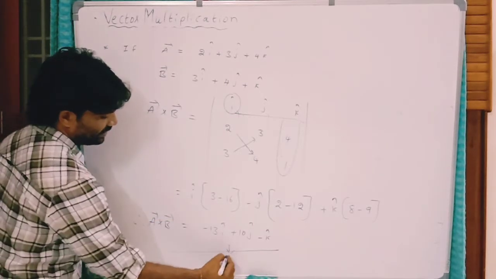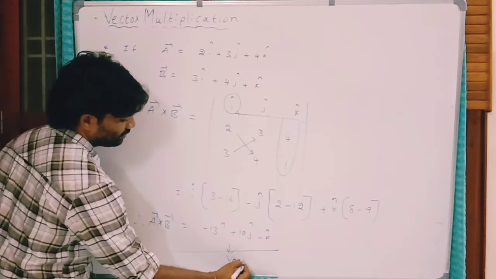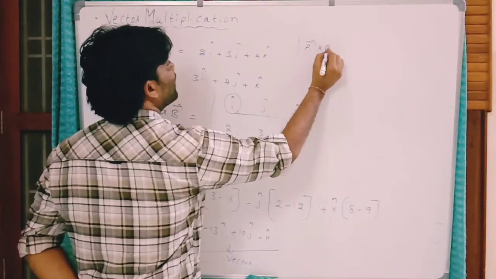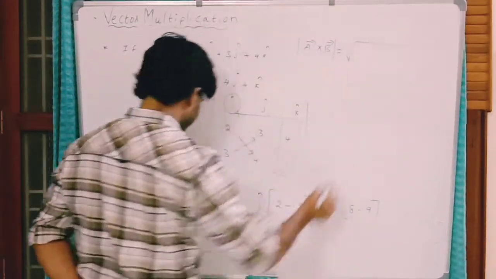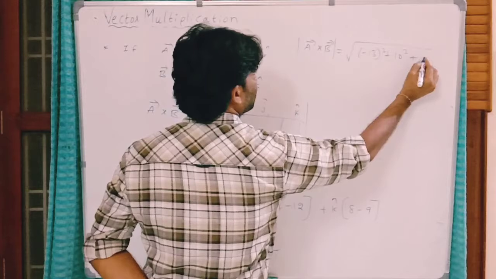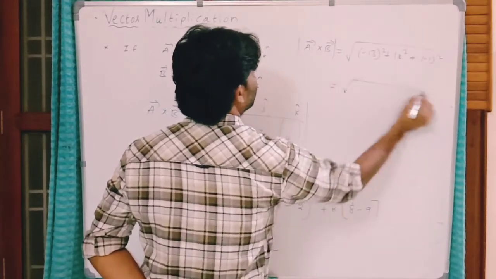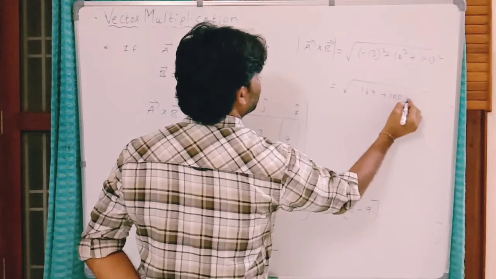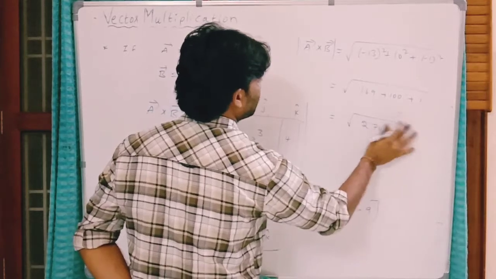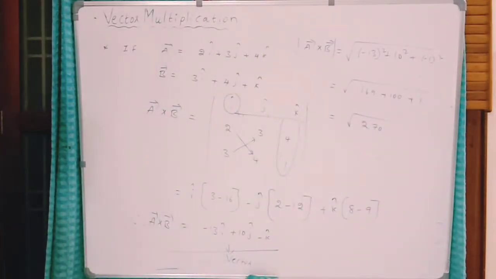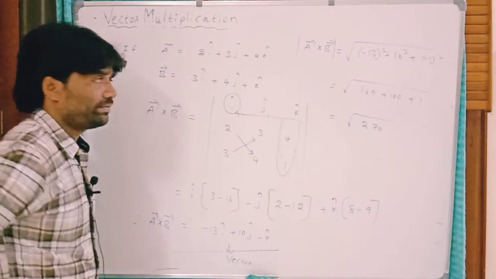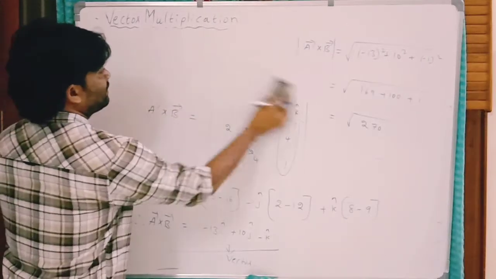It is a vector, you can see here. The cross product of two vectors is a vector. Now to find the magnitude, the mod of that, we can write root of minus 13 square plus 10 square plus minus 1 square. This is root of 169 plus 100 plus 1, which is totally root 270. That is the magnitude of the cross product of these two vectors. Clear?